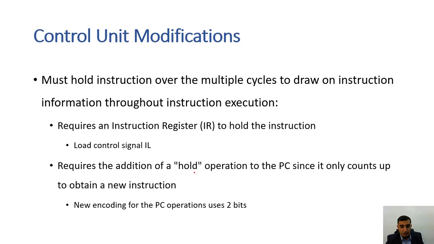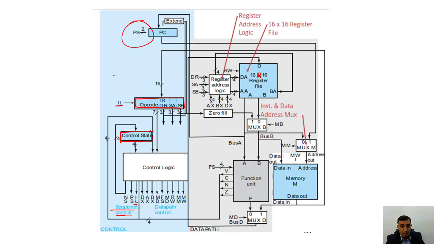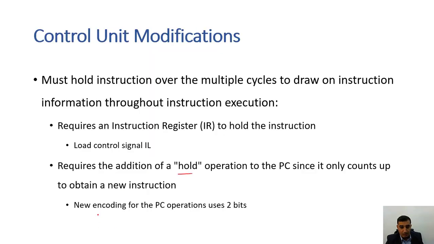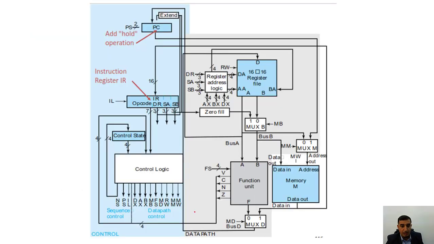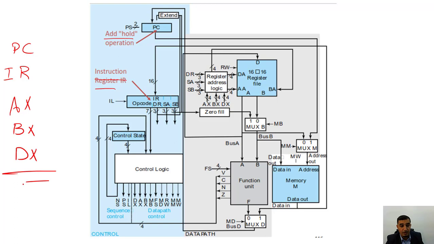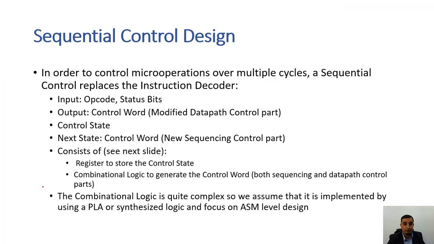It requires a hold for the program counter. So the program counter has a hold option, which is controlled by PS. And the new encoding of the program counter operates on 2 bits, as we are going to see. See here we have a hold operation, and this is the instruction register that we were talking about. So now we have the program counter, we have the instruction register, we have AX, we have BX, we have DX, the same things that we studied in microprocessor previously in level 3.